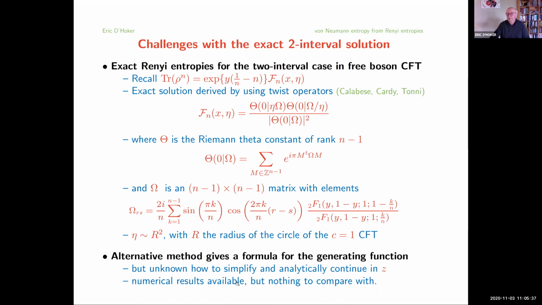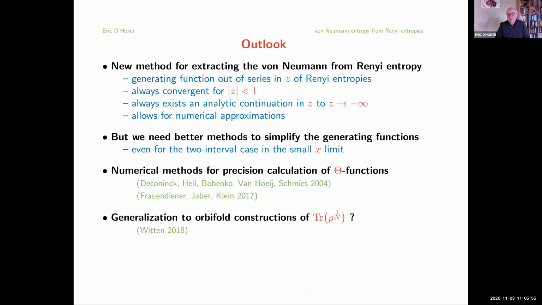At this point, numerical results are available. We've done some of them, but there is nothing to compare to, because there is nothing in terms of the von Neumann entropy that people have succeeded in doing. So at this point, we're a bit stuck.